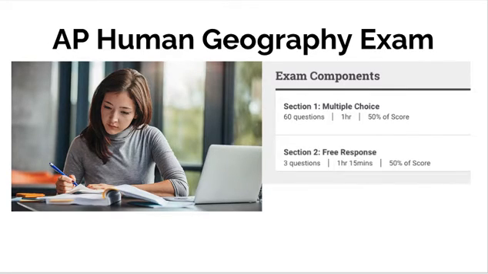That's not going to happen until May, but 50% of your score comes from multiple choice, and so that is a skill that we are going to practice. But also 50% of your score comes from the free response questions, and so that obviously also has to be something that we practice.